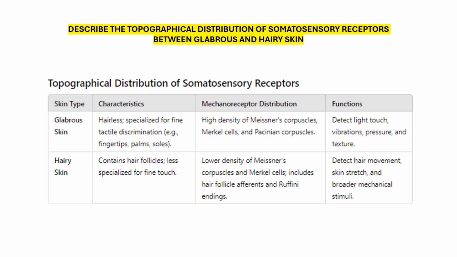So together, the unique distribution of somatosensory receptors in the glabrous and hairy skin will ensure that you can perceive a wide range of sensation, from the subtle texture of a surface to the gentle movement of air, and every part of your skin has a role in keeping you connected to your environment. So this is all for the skin.